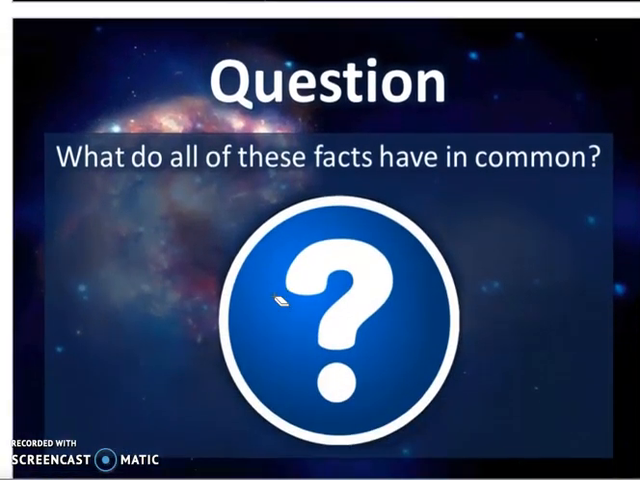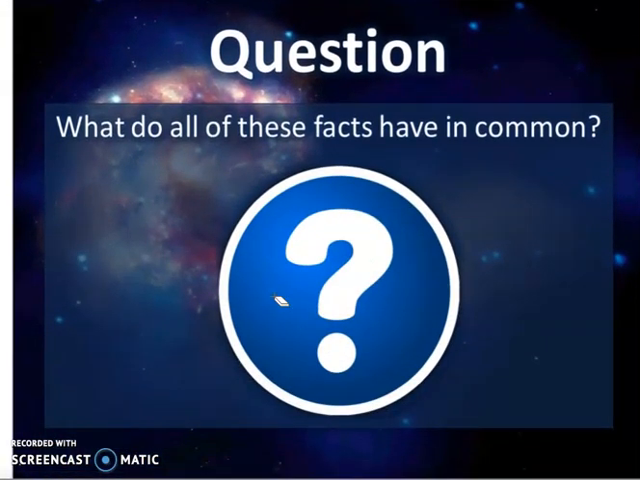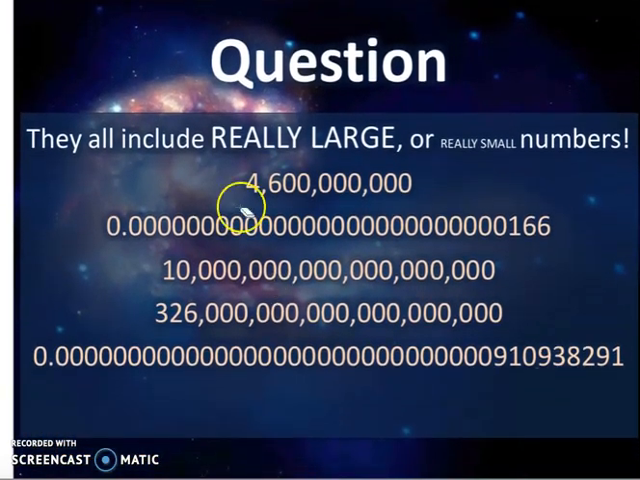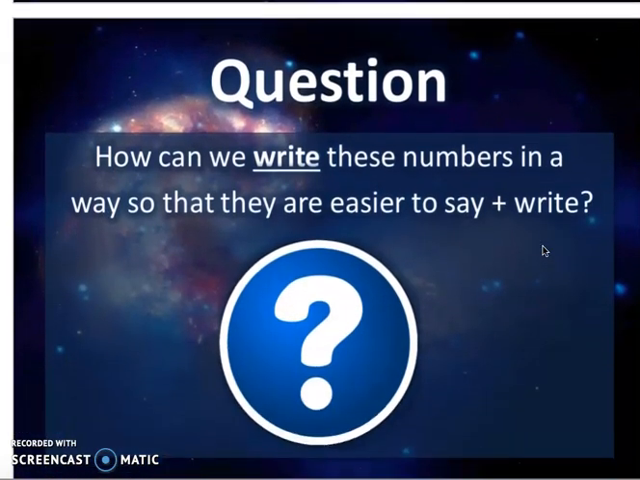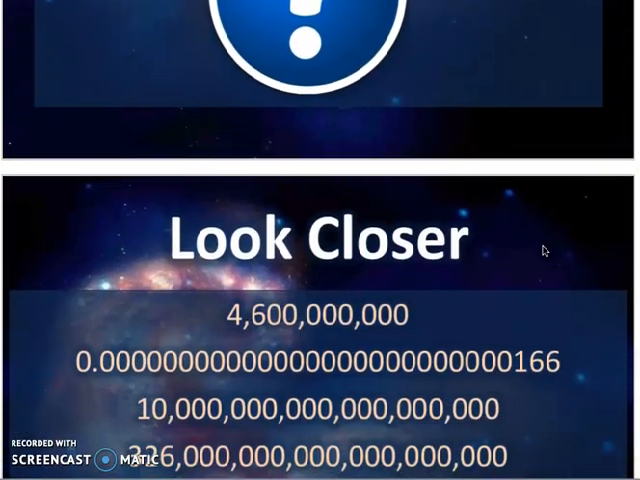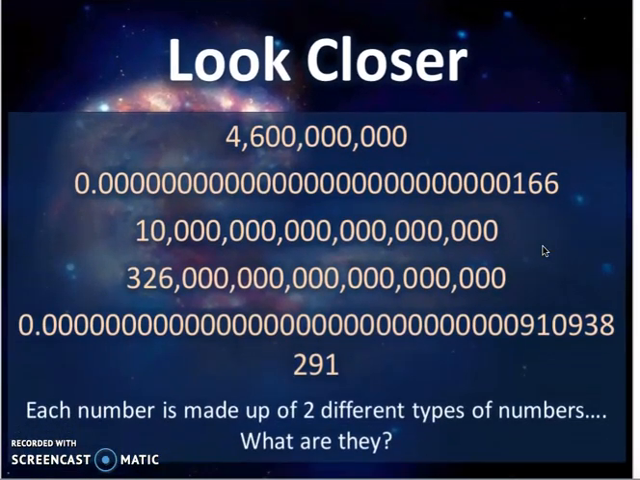Now, what do all of these random numbers that I just threw at you have in common? Well, let's take a look. They all include either very, very large numbers, so like here and here, or very, very small numbers, so here. These numbers look like they're about to hit 0, but they actually stop down here. Now, how can we write these numbers in a way so that they are easier to say and write? Because looking at these numbers, it looks so easy for me to just leave out a 0 or add an extra one where there shouldn't be. So let's take a look.